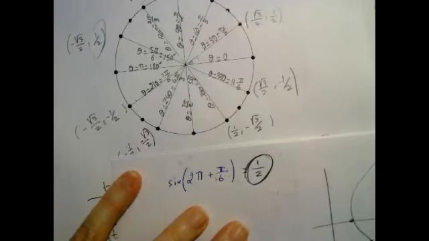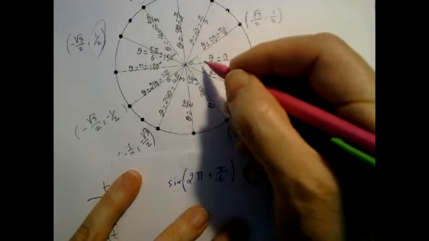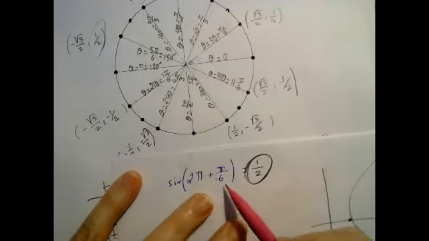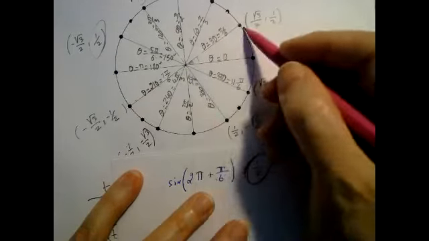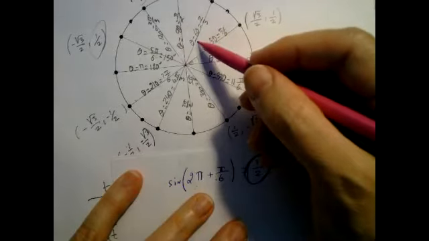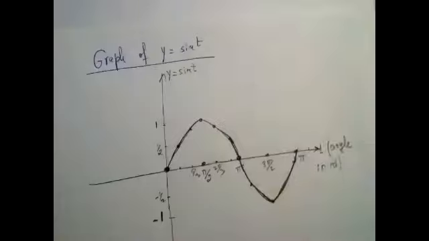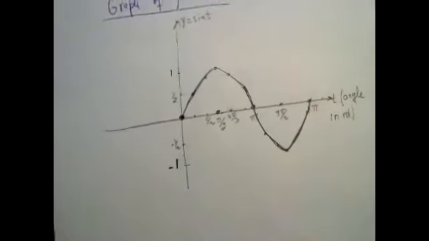It means the sine is going to start repeating its values. So after 2 pi, if I start adding angles, the values of the sine will repeat. The sine of 2 pi plus pi over 6 is the same as the sine of pi over 6. The sine of 2 pi plus pi over 3 is the same as the sine of pi over 3. So this is the graph from 0 to 2 pi.